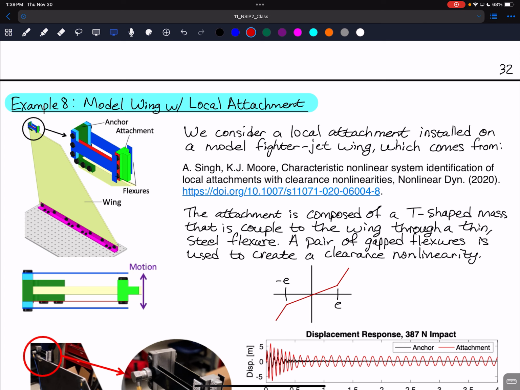So the gapped flexures introduce a clearance nonlinearity, while the restoring force of such a system is shown right there. Basically what happens is when the relative displacement of the attachment is larger or less than E, we get a sudden change in stiffness. There's a sudden change in stiffness because it's suddenly contacting these outer flexures.